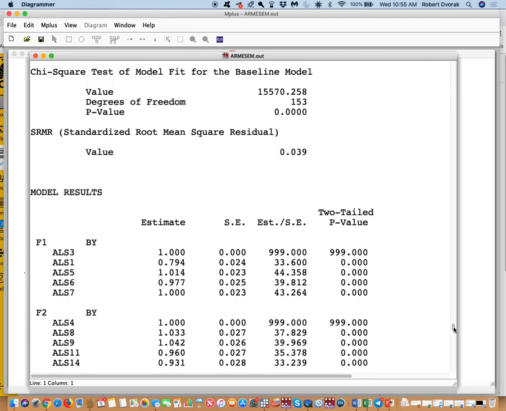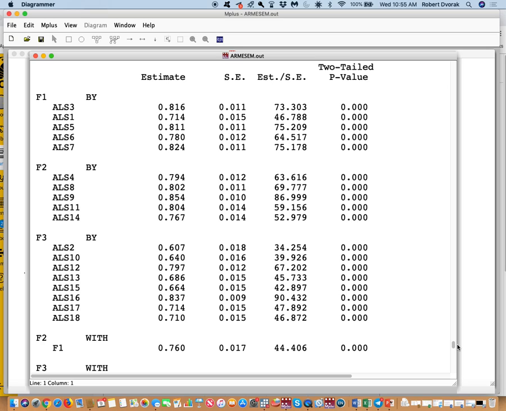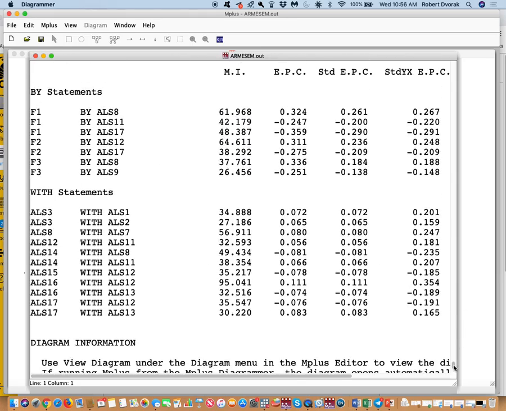SRMR looks good. To be honest, I'm perfectly satisfied stopping right here. Let's have a look and see if adding that correlation dropped any of these. It didn't. In fact, these are a little bit stronger than they were before. I feel pretty good about that. Let's look at our modification indices just to make sure. We have a bunch over 25. I don't think that there's a need, though, to add any of those. We already have a good fitting model.